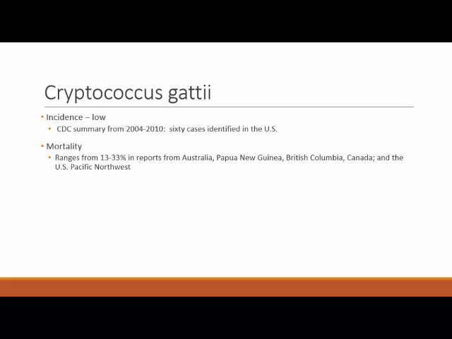Overall, incidence is low. The CDC summary from 2004, when it was first reported in the US, until 2010, only identified 60 cases. But if anybody's gonna go work in the Pacific Northwest, you need to think about it. Mortality, again, because we don't have a lot of data, there's kind of a wide range. From reports from Australia to us in the low amount of cases, it ranges anywhere from 13 to 33%.